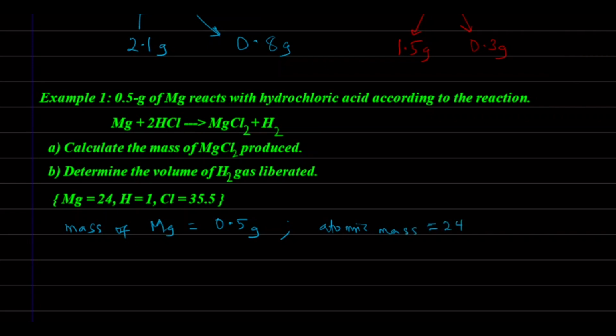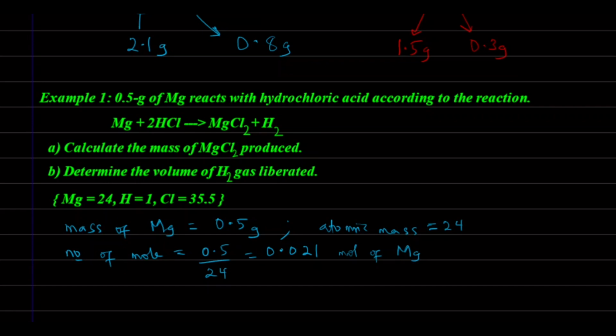So with this, we can calculate the number of moles of magnesium. Number of moles of magnesium is going to be mass over molar mass, and the mass is 0.5 over the molar mass, which is 24. So we are going to have 0.021 mole of magnesium. Now we have gotten the mole of magnesium. The next thing is to compare with the desired product.